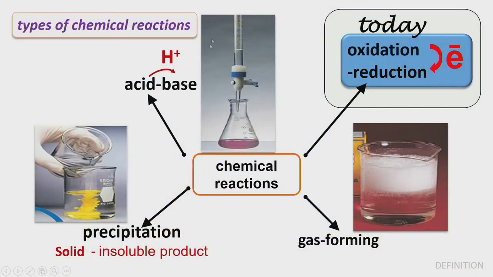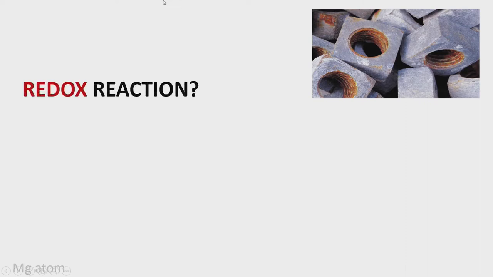What we were talking about, oh yes, the different kinds of reactions. Let's look once more at the screen. We said acid base, precipitation, gas forming, and oxidation reduction. So let me quickly tell you, do you see that picture there? These are some nuts and they are rusted, because rust is nothing else but an oxidation reaction.